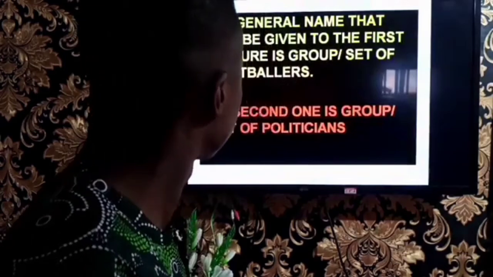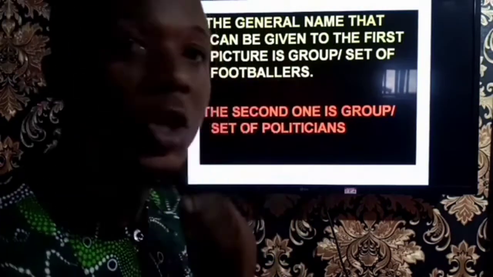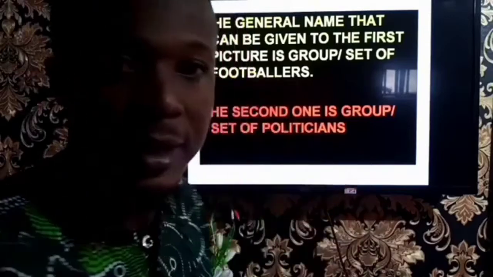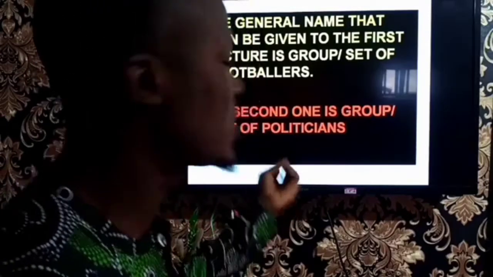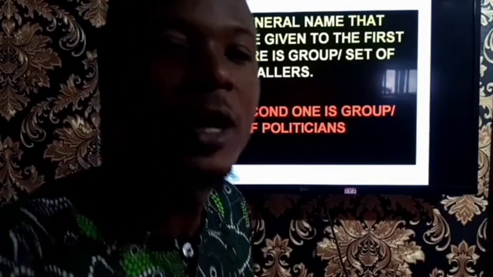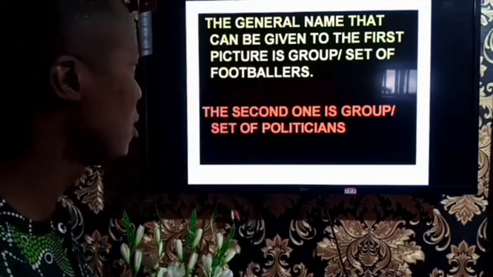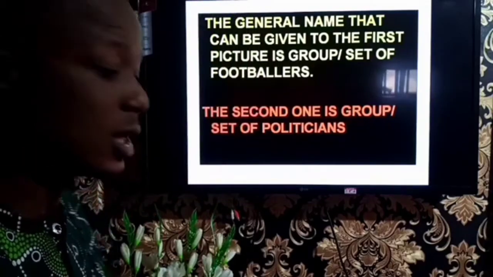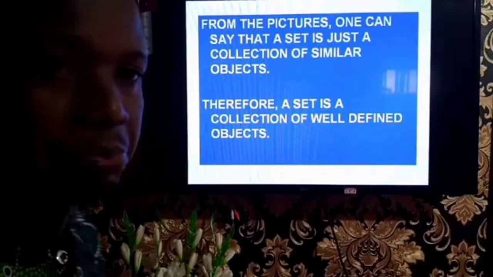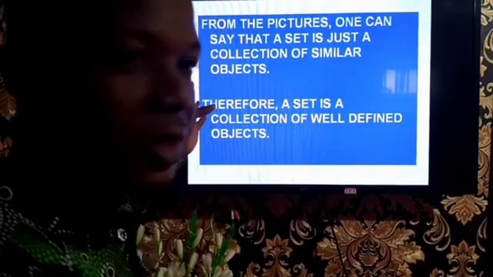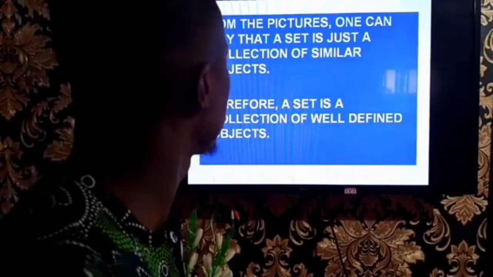Okay, now the general name that can be given to the first picture is just group of footballers, like I said, while the second one is just the group or set of politicians. You can as well call them the set of politicians in Nigeria or the set of governors of states in Nigeria.